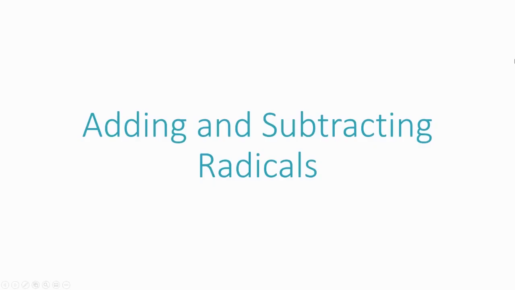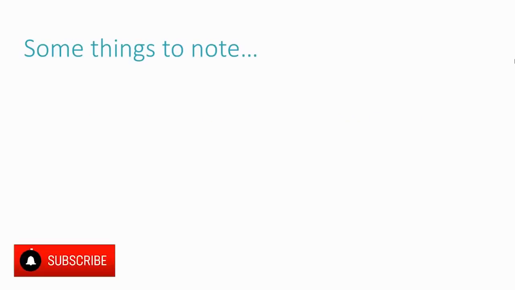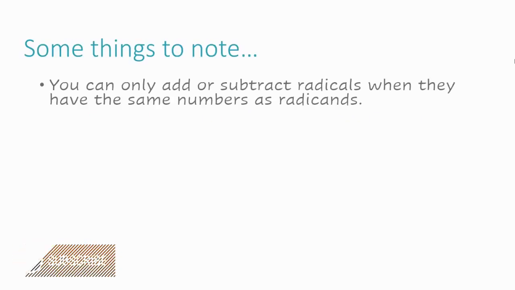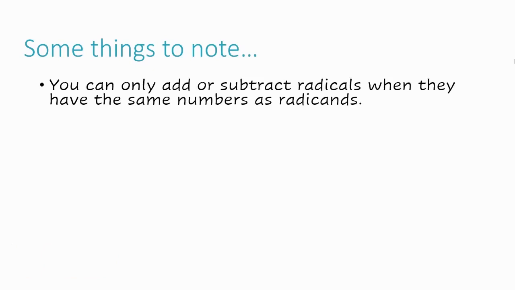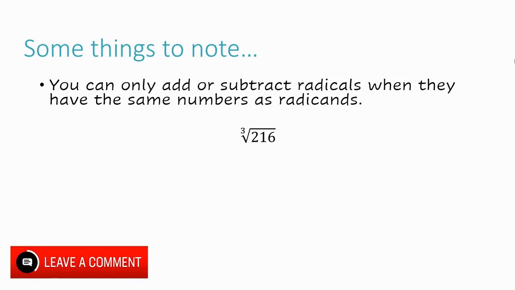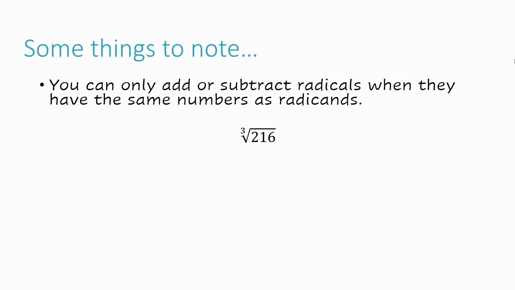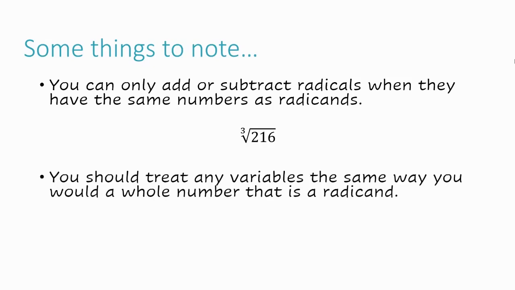Adding and subtracting radicals with variables. Some things I want you to take note of. You can only add or subtract radicals when they have the same numbers as radicands. In the example, the cubed root of 216, the number 216 is the radicand. So whenever I refer to the word radicand, I'm talking about the number that's underneath the radical. You should treat any variable the same way you would a whole number that is a radicand.